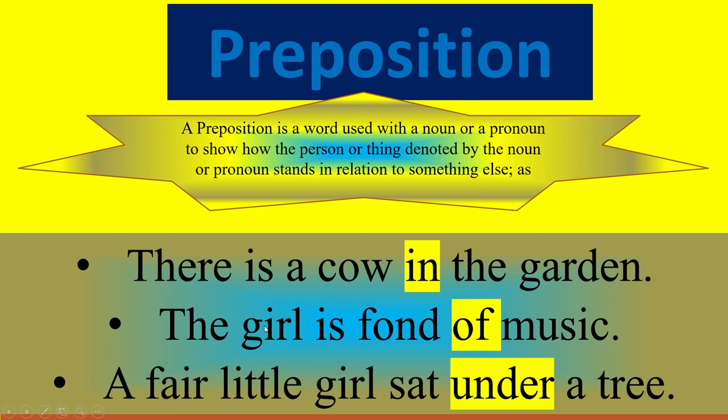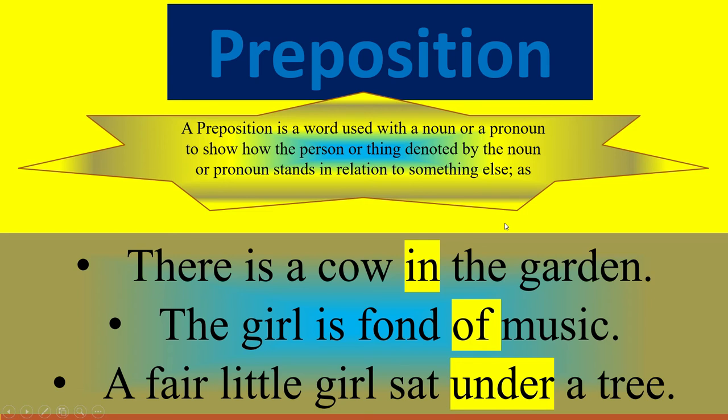There is a cow in the garden. The girl is fond of music. A fair little girl sat under a tree. In, of, under are prepositions. There is a cow in the garden. Where is the cow? In the garden. The girl is fond of music. So here you see in, of, under, at, on. All these are prepositions.